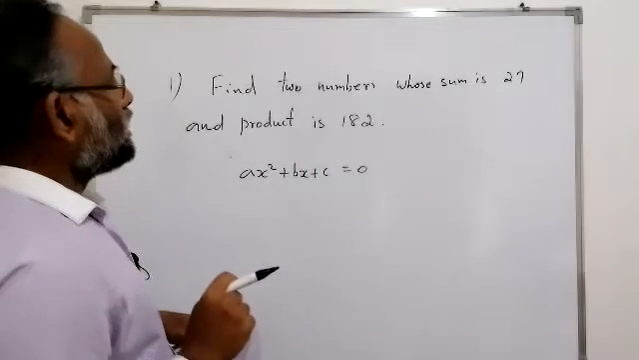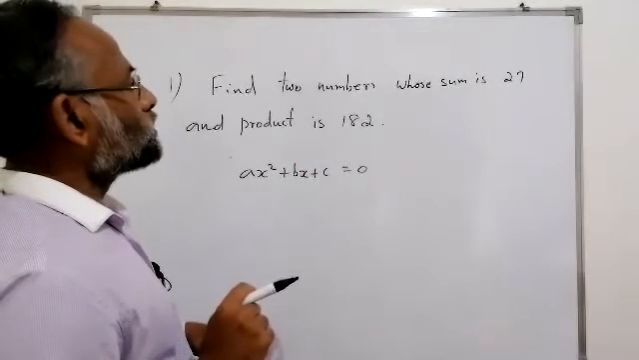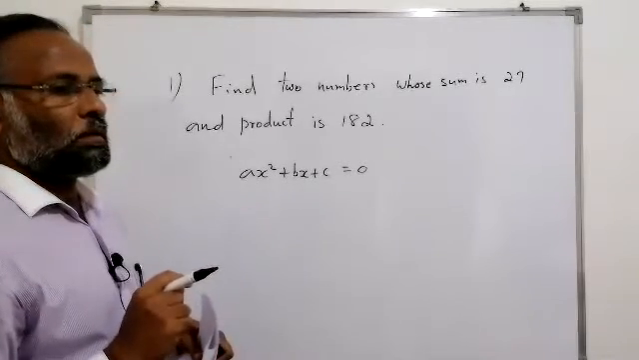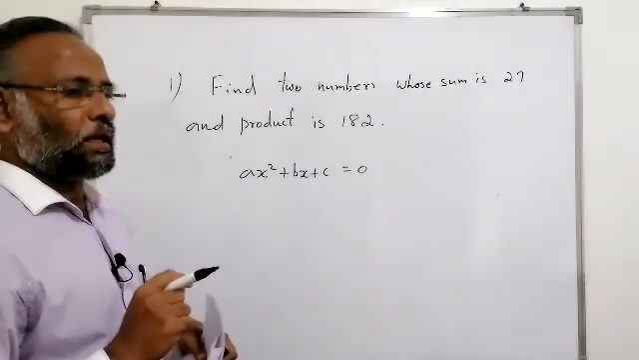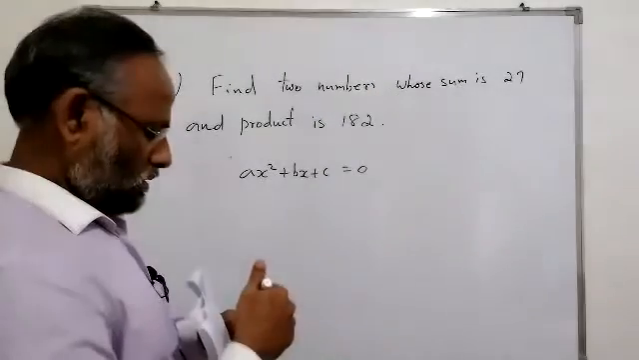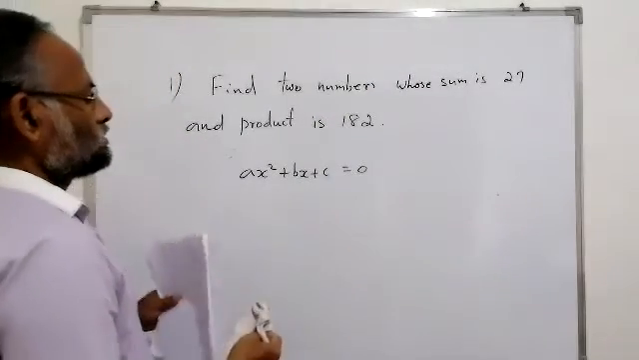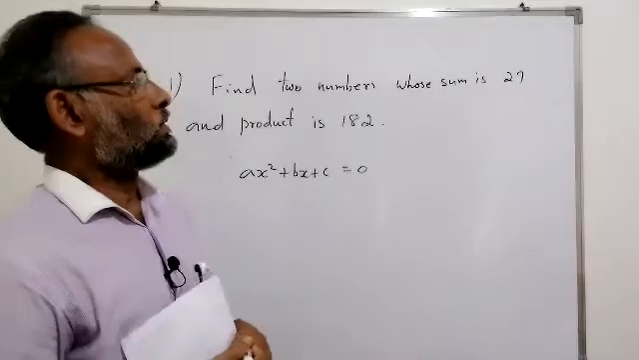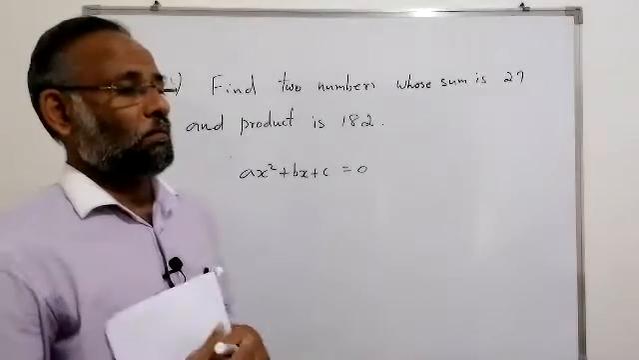But sir, find two numbers whose sum is 27. How? How can we do this one? Anybody can help me? Please. I have to make using x only. How? What to do? Sum is 27.